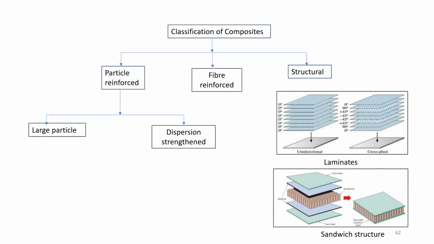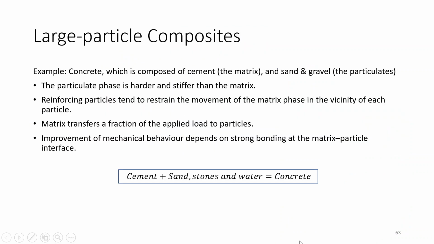Next is composites. So in this case you have particle reinforcement, fiber reinforcement, or some structural composites. Particle reinforcement can have large particle or dispersion strengthened. Structural can have laminates and sandwich type of structures. Now large particle composites, examples are concrete, which is composed of cement and sand and gravel.